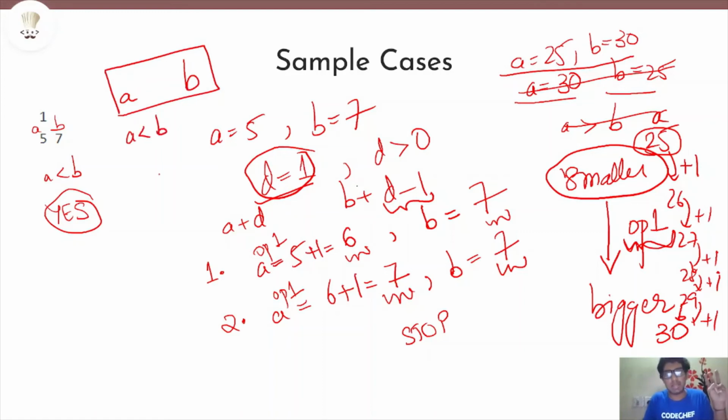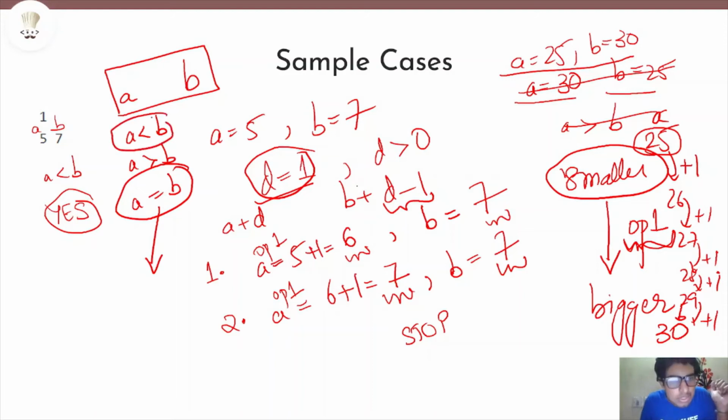A will be lesser than B, A can be greater than B, and A can be equal to B. If A is equal to B, the problem is over. We don't have to do anything. They're equal. If A is lesser than B, like we saw in these two examples, we can go from A to B by repeatedly performing operation of type 1, which is nothing but incrementing A to A plus 1, A plus 2, etc. until it reaches B.